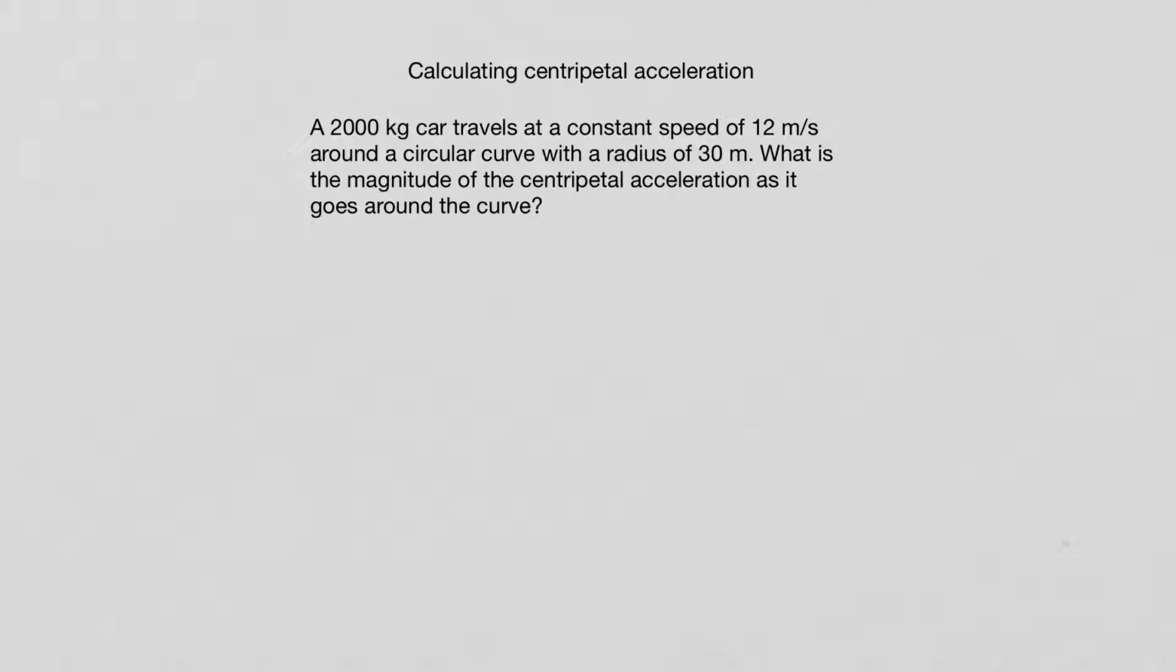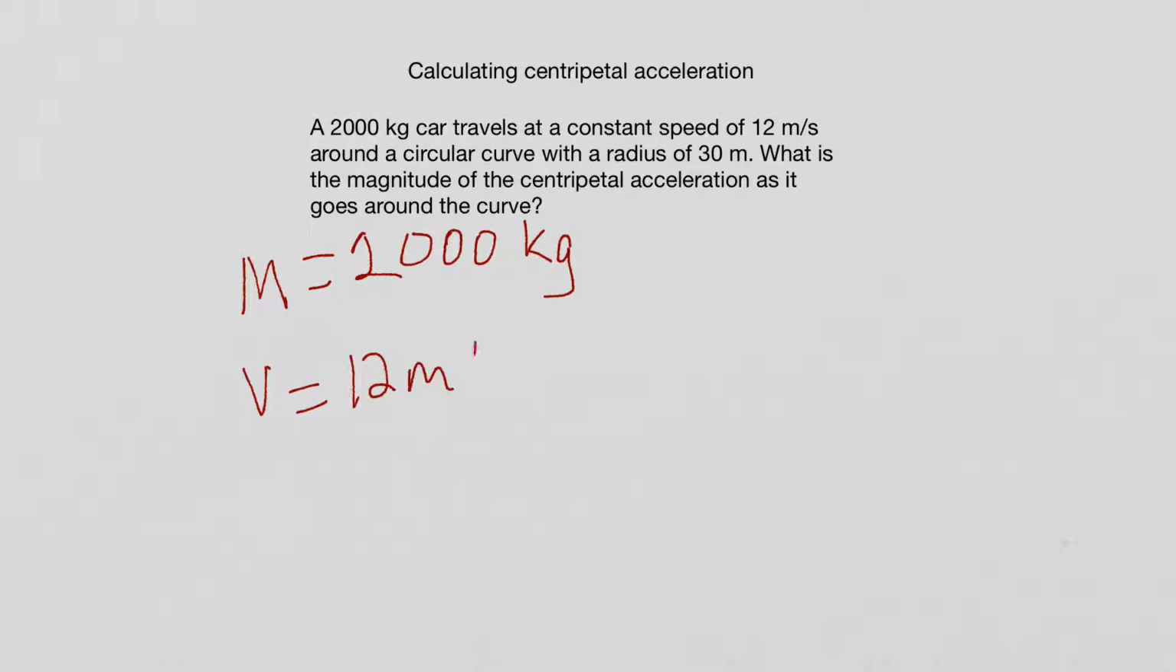So I have a quick sample problem for you. It says a 2,000 kilogram car travels at a constant speed of 12 meters per second around a circular curve with a radius of 30 meters. What is the magnitude of the centripetal acceleration as it goes around the curve? So we can write our knowns. We have a mass of 2,000 kilograms. The speed is going to be 12 meters per second. The radius is 30 meters. And it's asking for the centripetal acceleration.